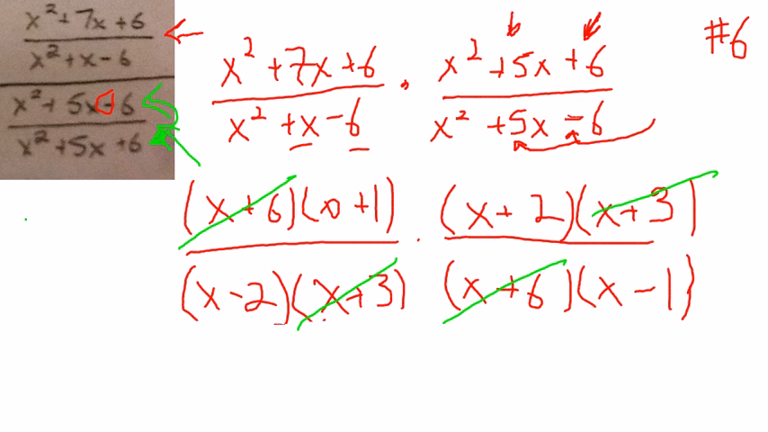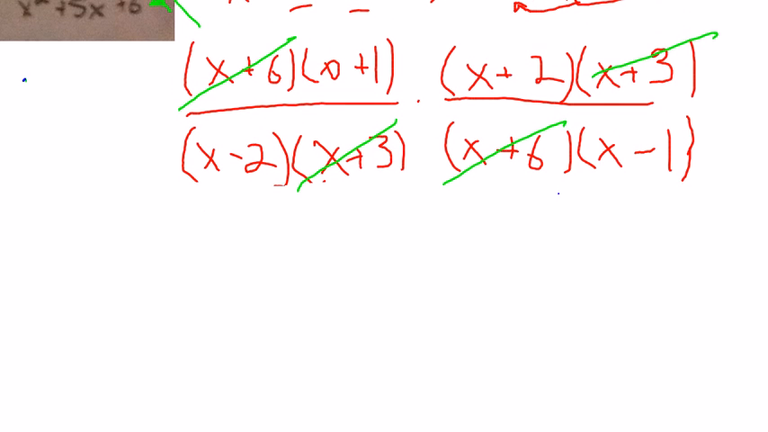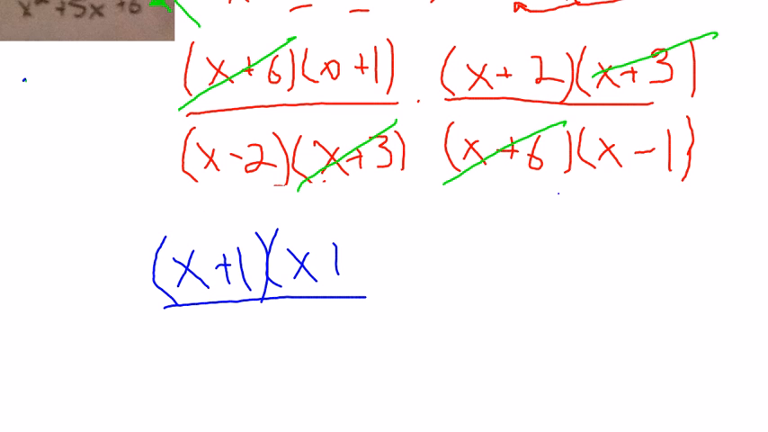So go back to red. Actually, I'll go to blue. Scroll down a little bit too. So now I just write what's left over, all in the same fraction, and I can leave it factored. That's totally fine. X plus 1 times x plus 2 over x minus 2 times x minus 1. Now, some of you may have stopped here. A lot of you probably did.